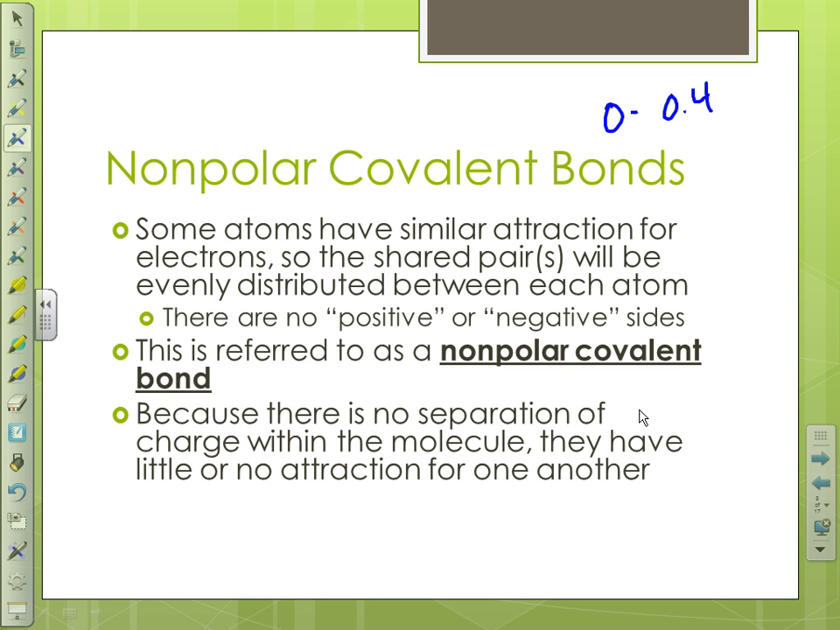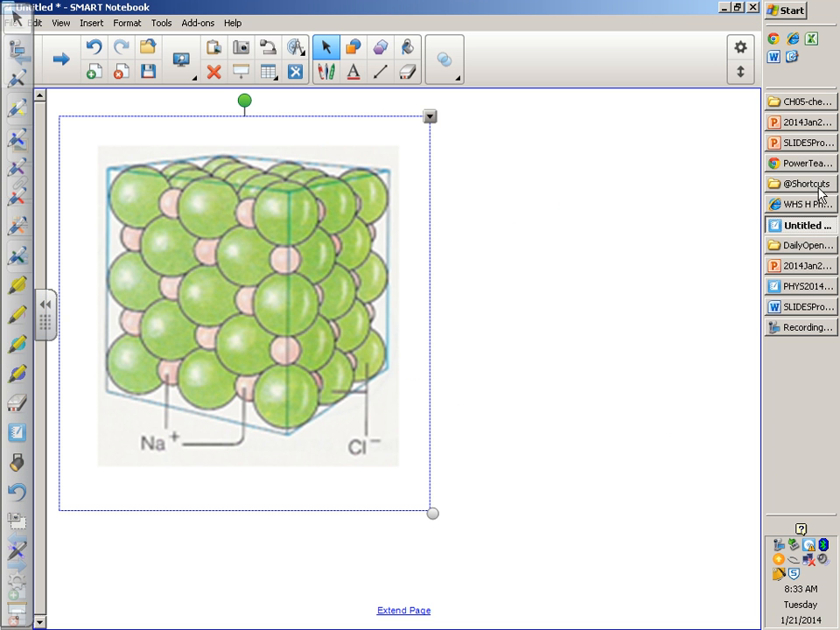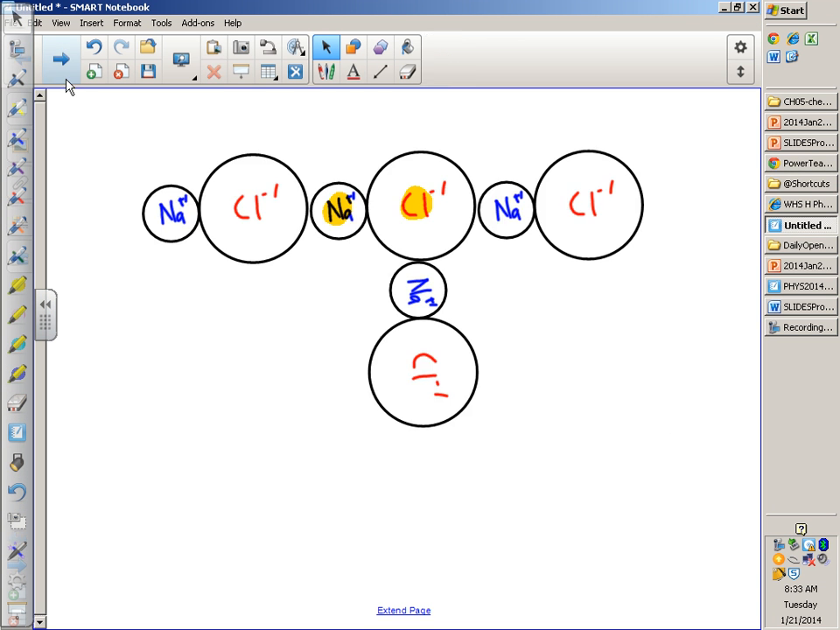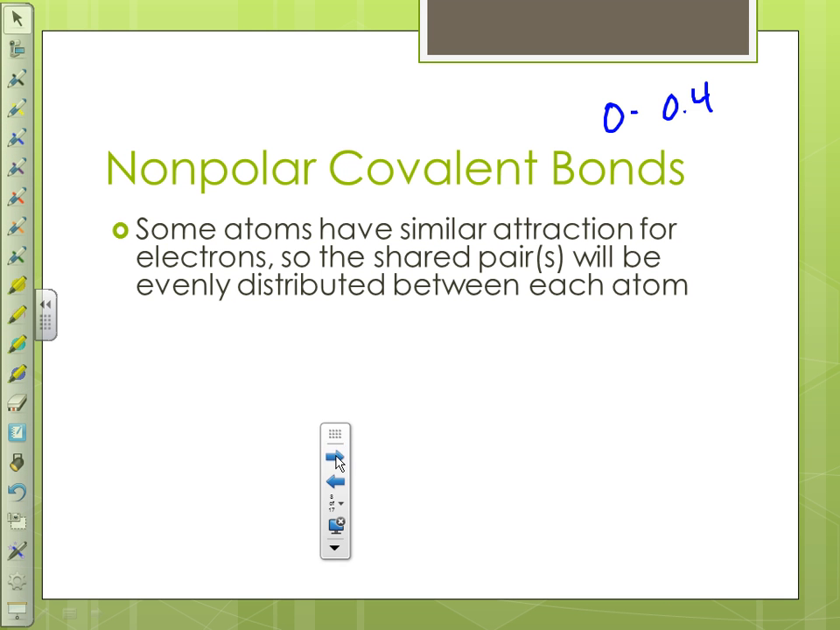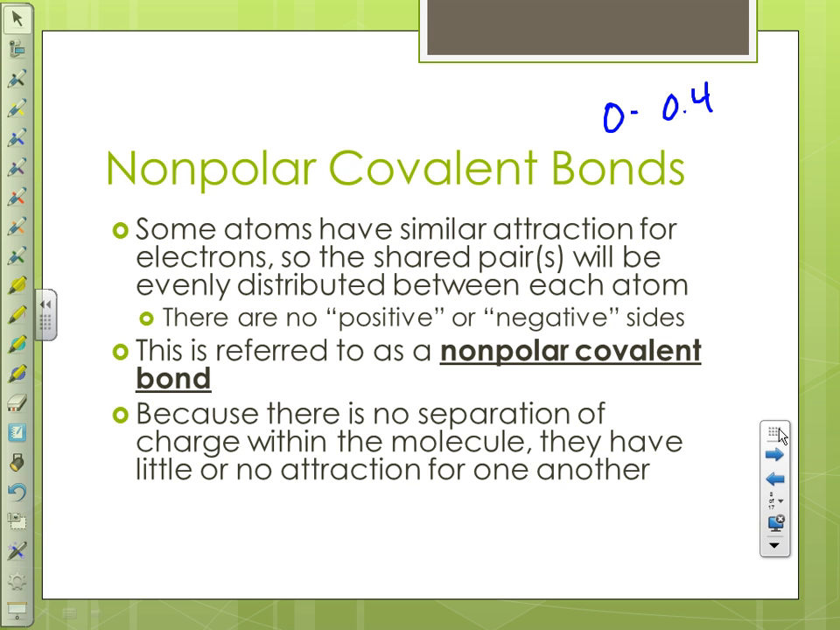What that means is that, remember when we drew this picture here, right? There's a lot of attraction here. This sodium ion is attracted to this chlorine ion and this chlorine ion, and this chlorine ion is attracted to this sodium and this sodium and this sodium, right? When we have a nonpolar covalent bond, there's just no attraction between those particles. There's nothing to hold them together.